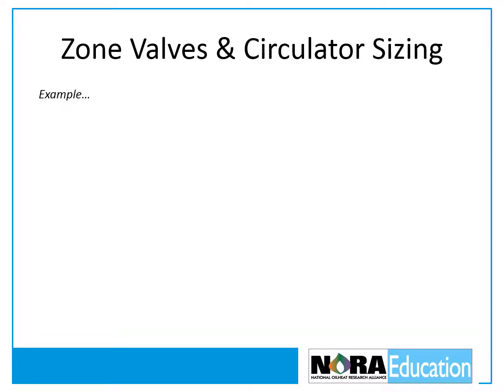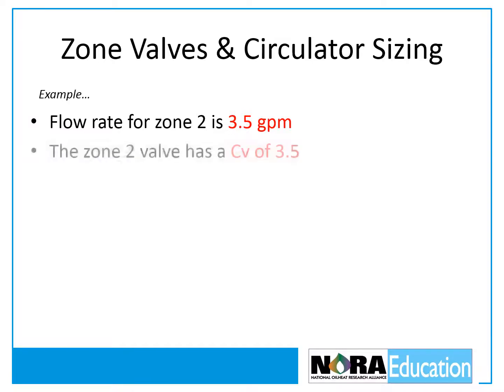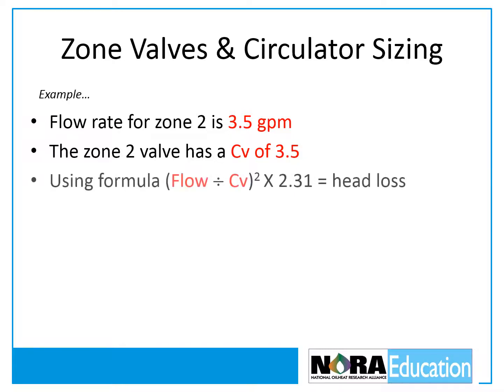Let's take an example. Using our scenario of just a few minutes ago, where we had two zones, and the second zone had a 3.5 gallon per minute flow rate, we're going to be putting a zone valve in there that has a CV of 3.5. Now the CV is not something you would need to calculate. That is a number that is provided in the specification sheet of all the zone valve manufacturers. So using our formula, which is flow divided by CV squared times 2.31, will give us our head loss for the component.